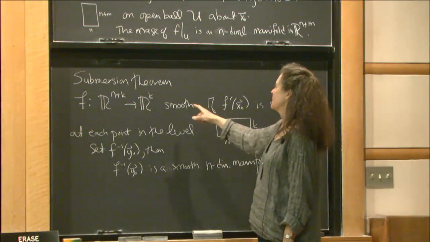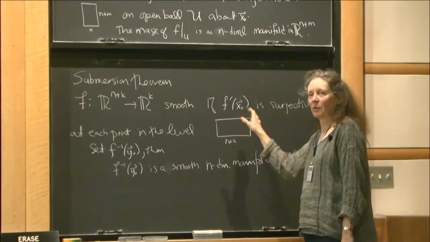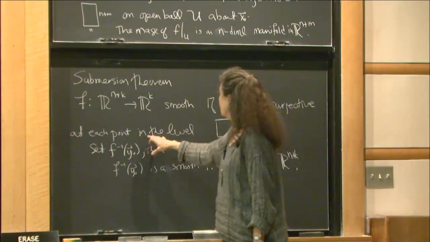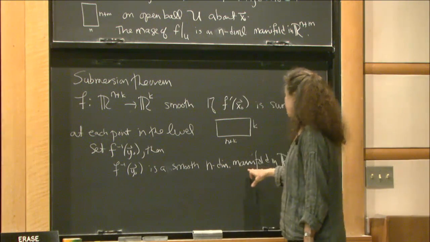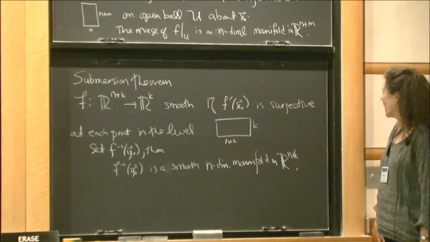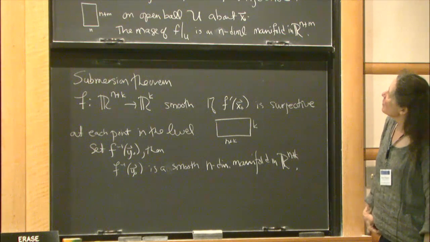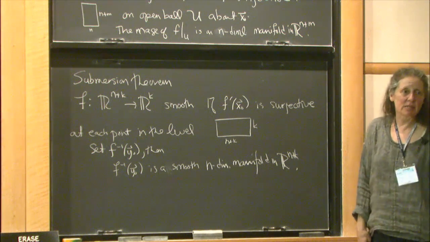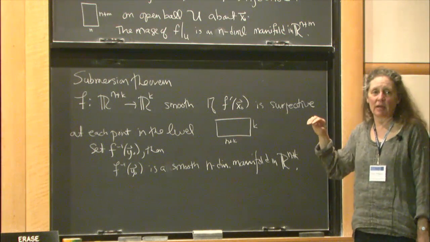And it says that if the derivative is surjective, well, if this is really the statement that we're going to use the most. If it's surjective at each point in the level set, then the level set is a smooth n-dimensional manifold. So one thing I wanted to say was that in each case, the hypothesis is that the derivative have maximal rank.